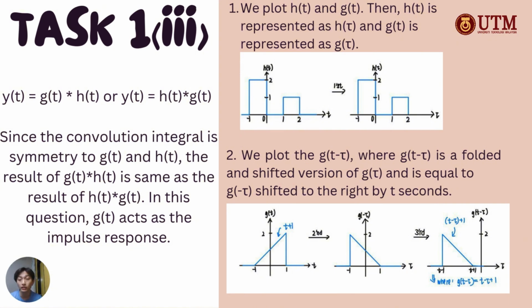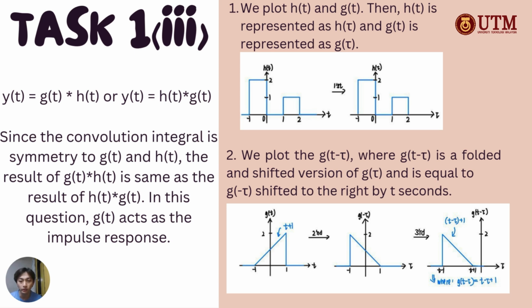Since the convolution integral is symmetric in g(t) and h(t), the result of the convolution of g(t) and h(t) is the same as the result of the convolution of h(t) and g(t). In this question, g(t) acts as the impulse response. First of all, we will plot the signals g(t) and h(t). Plotting helps us understand the behavior of the signals over time and find the region where they overlap.